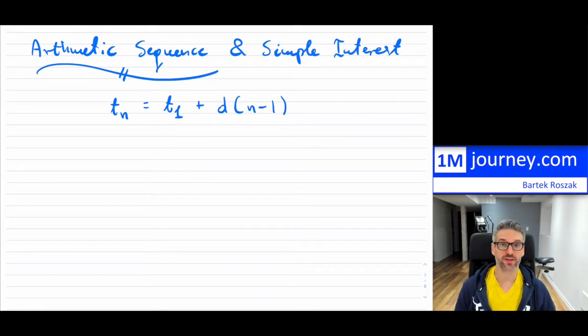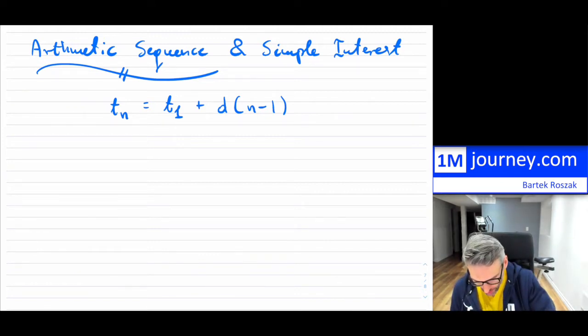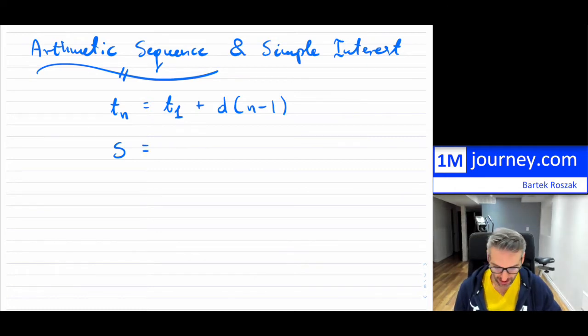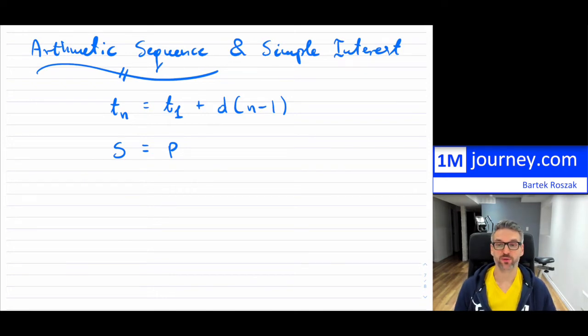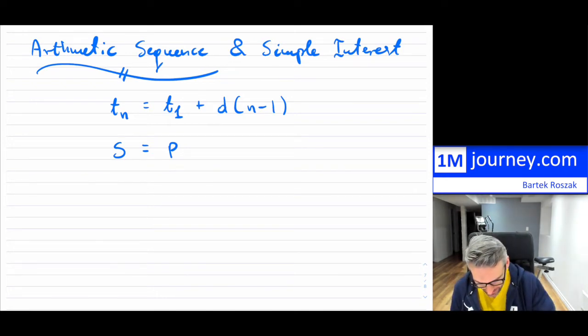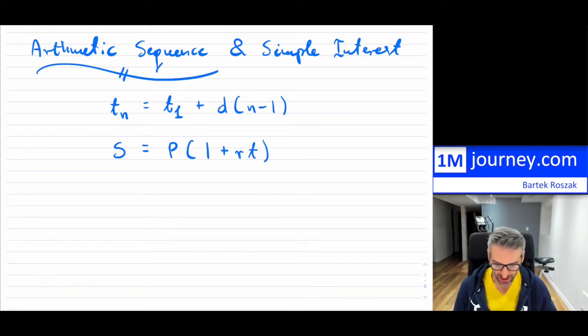Now, I have derived this. I'll put up a link above to the arithmetic sequence if you like. Now, the simple interest formula: if you want to know the total sum of money, it is equal to the principal amount, whatever you start off with, multiplied by 1 plus RT. That is typically the formula, where R is the interest rate it's accumulating at, and T is the number of years that you have invested for.